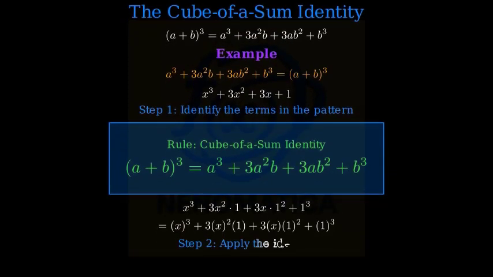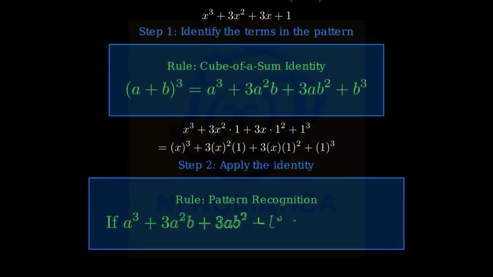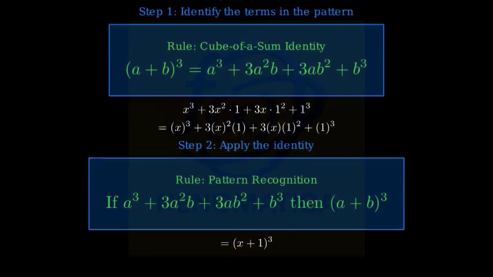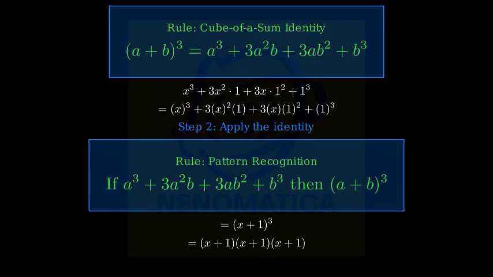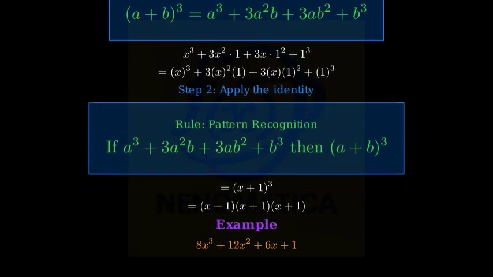Now, we can see that this matches our cube of a sum identity where a equals x and b equals 1. Therefore, the factored form is (x + 1) cubed, or (x + 1) times (x + 1) times (x + 1). Let's move on to our second example. We have 8x cubed plus 12x squared plus 6x plus 1.